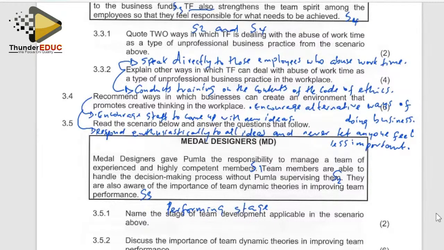So now we are saying that team dynamic theories explain how effective teams work.